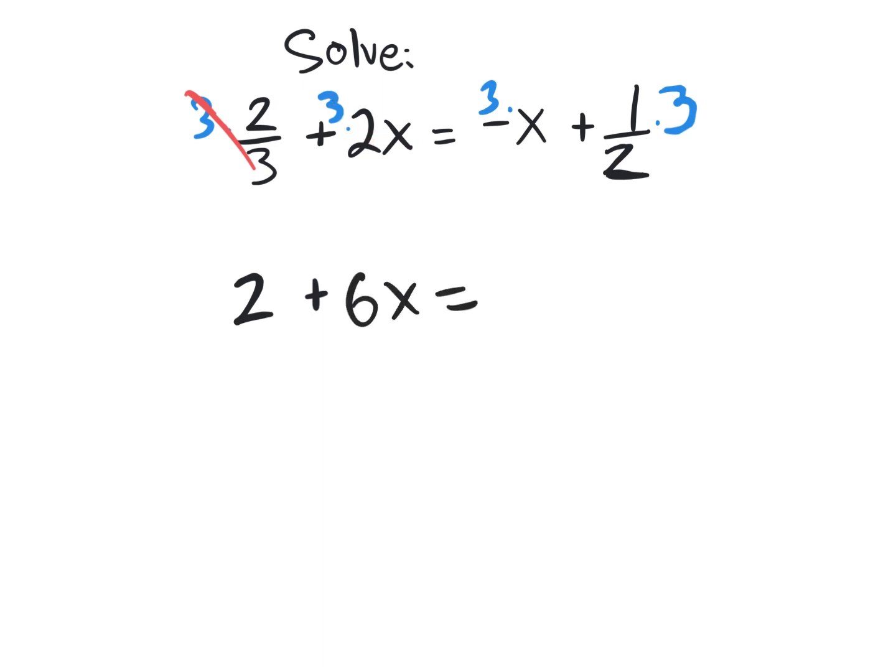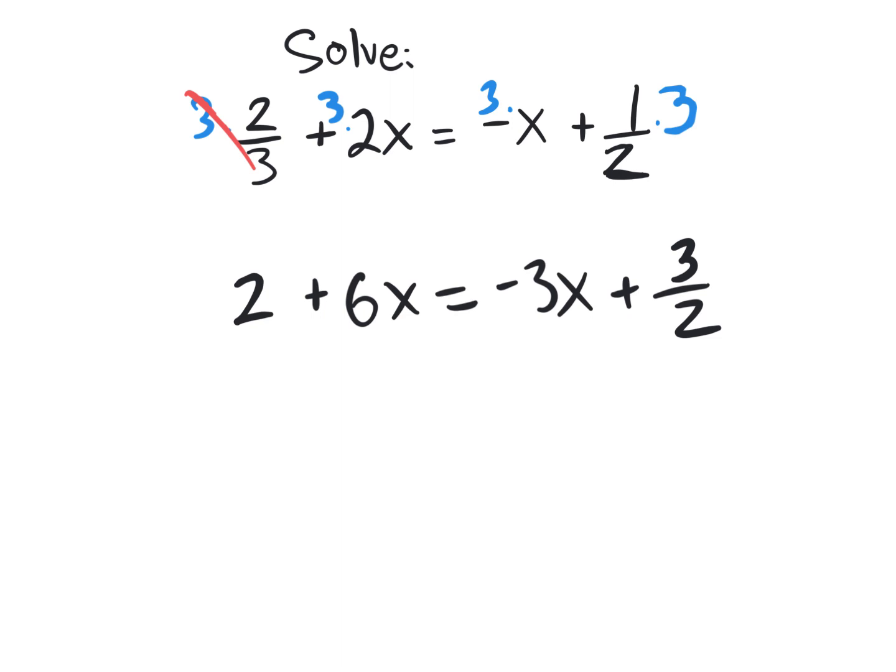Bring down the equal sign. On the right side over here, 3 times negative x will be a negative 3x. And over here, 3 times 1 divided by 2, because 3 doesn't cancel with 2, so you have to multiply top with the top and leave it over 2. So 3 times 1 is 3 over 2. So plus 3 over 2. Does that make sense, how I got rid of that first fraction?